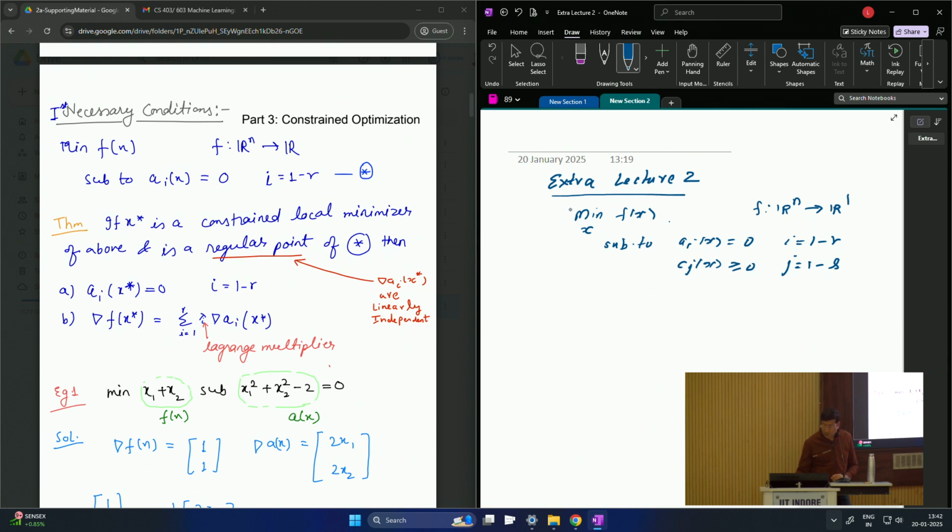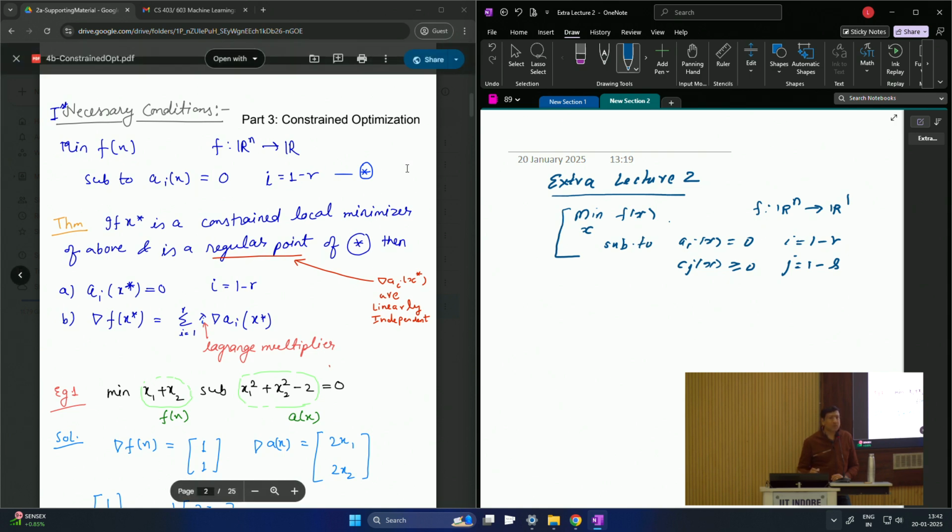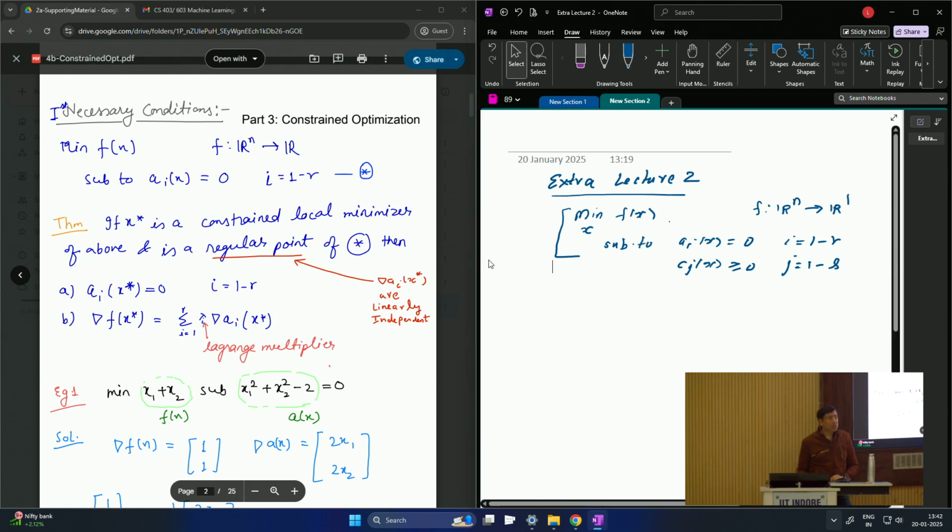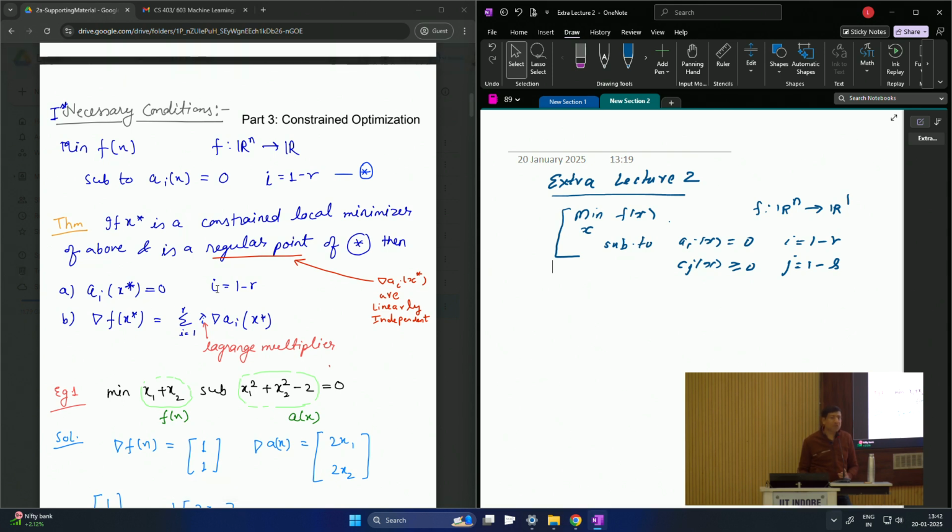Right now what I am talking about is the case where we only have equality constraints. So what does the first order necessary condition say in this case? That if x star is a local constrained minimizer of the above and is a regular point of the constraints. Now this comes in the theorem. What is a regular point? Regular point means you take the gradients of the a's, the constraints, and if they are linearly independent at x star, it is a regular point, which I have written in red. But you don't need to worry about it too much because mostly it's regular. So what are the two conditions? The first condition is that a_i of x star is equal to 0, which is obvious. It has to satisfy the constraints, right?